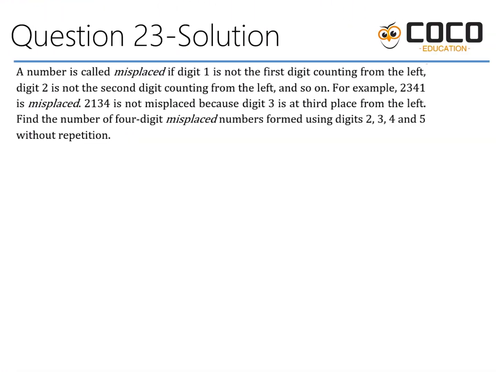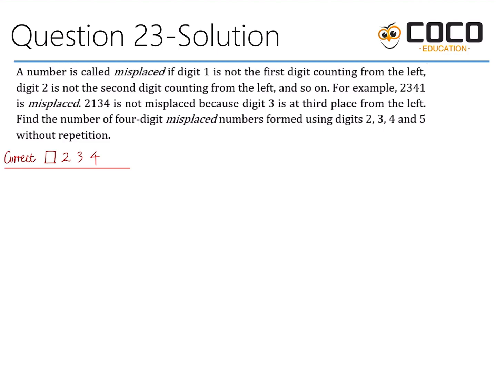Question 23. So find the number of 4-digit numbers that are misplaced using the digits 2, 3, 4, 5. So let's check. The correct order should be when digit 1 is in the first position, but since here it does not contain the digit 1, the first digit can be any number. When this is correct, 2 should be in the second position, 3 is in the third position, and 4 is in the fourth position. This is the correct order.